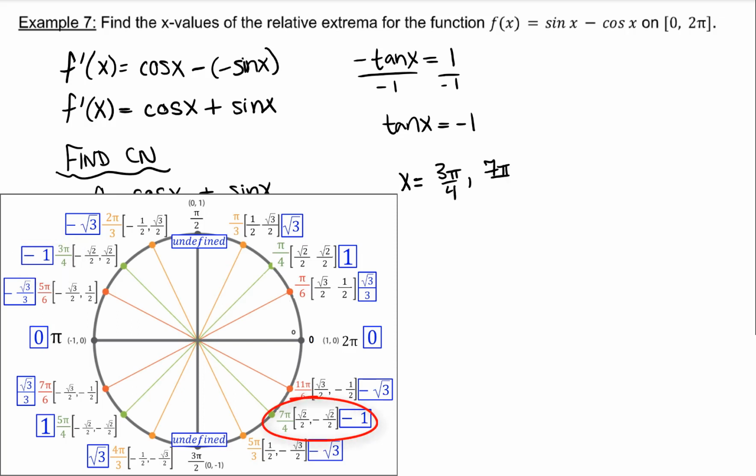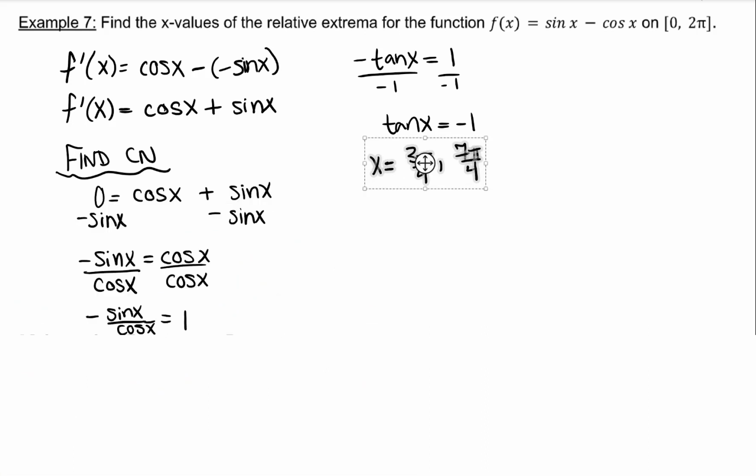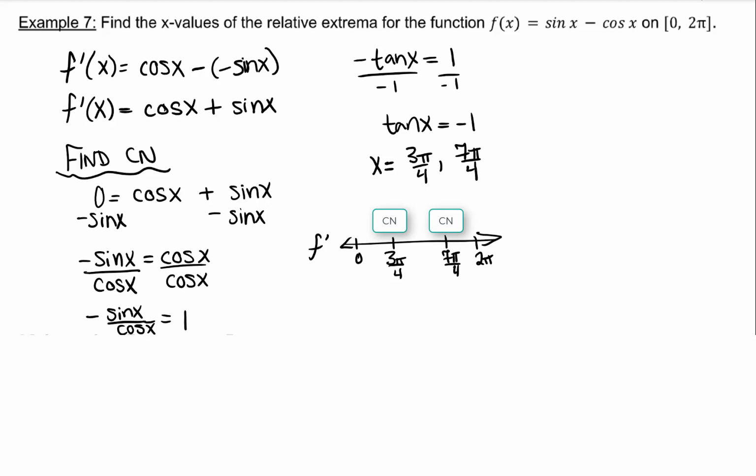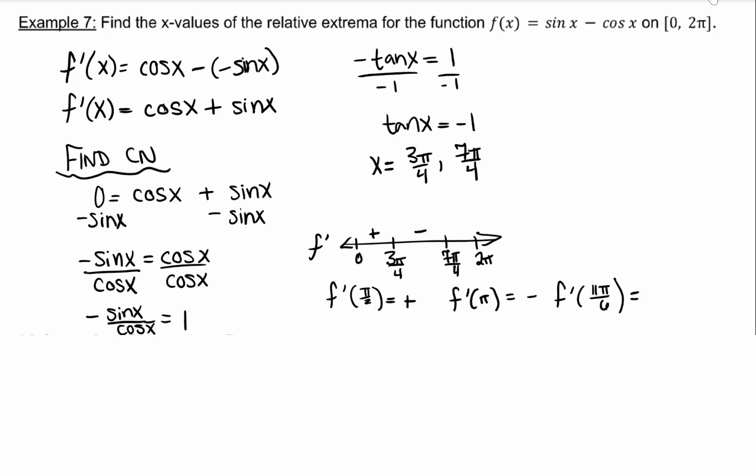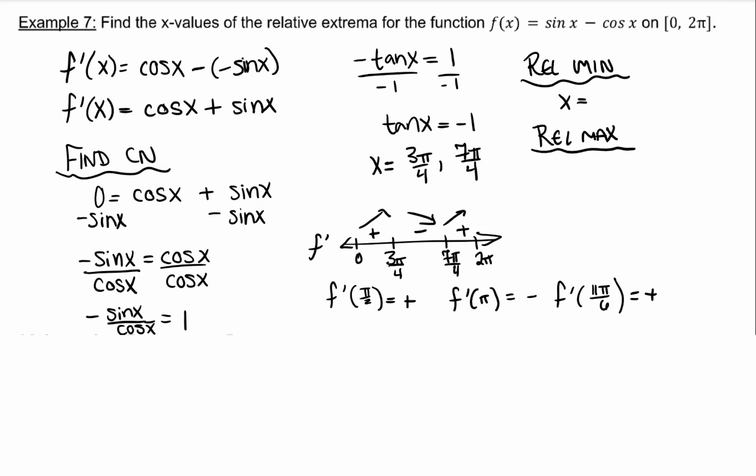and 7 pi fourths. To check if these angles give us relative extrema, let's create an f prime number line. They did give us an interval, but they asked for relative extrema, so we don't need to check the endpoints. So we have a relative min at x equals 7 pi over 4, and a relative max at x equals 3 pi over 4 on the interval 0 to 2 pi.